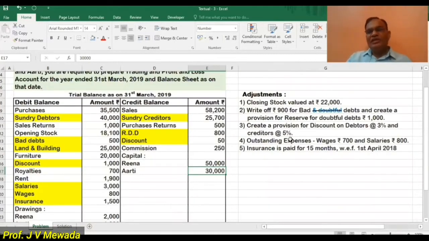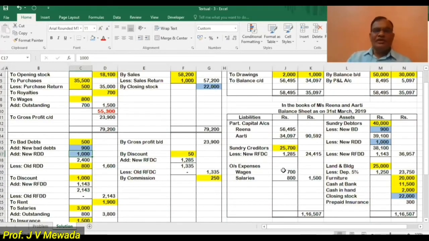Now create provision for discount on debtors 3%. Okay. So now whatever debtors we got, net debtors 38,100, 3% of that we have to calculate. So 3% is 1143. So we'll continue this formula. We will not calculate on 40,000 or on any other figure. We'll calculate on the last figure, which is 38,100. And the second effect, we will be adding to the discount.